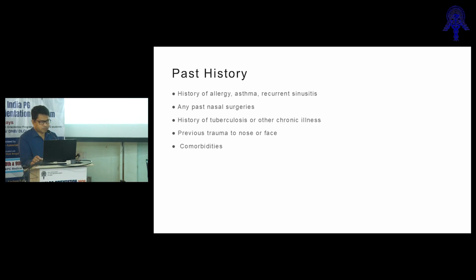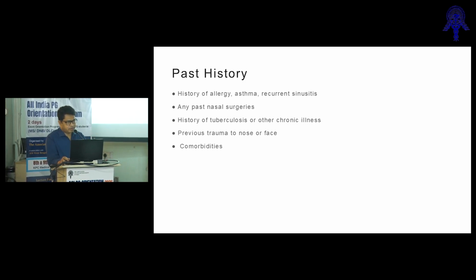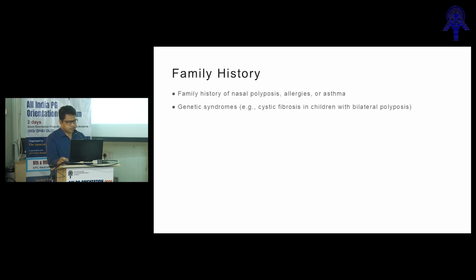Most important, the important negative history should be there in your long case. Otherwise, you cannot write a provisional diagnosis. So, past history is important. Past history, comorbidities, previous trauma, you should look for. And personal history: smoking, occupational exposure, environmental exposure, and drug history should be taken. Family history: is there any family history of the same disease or not? Genetic syndrome present or not?